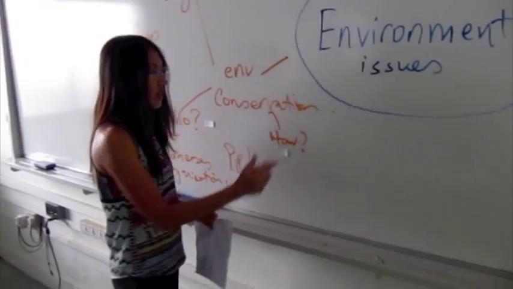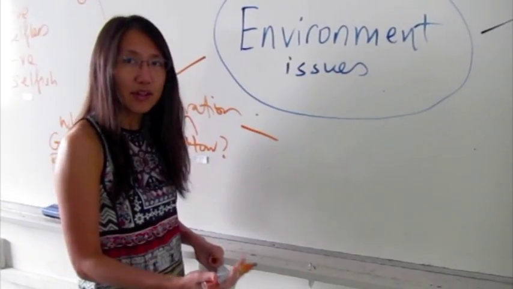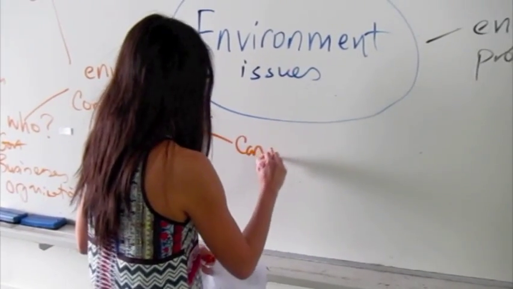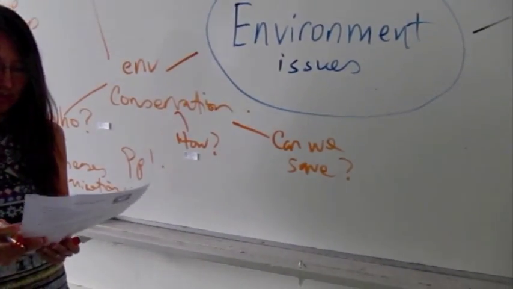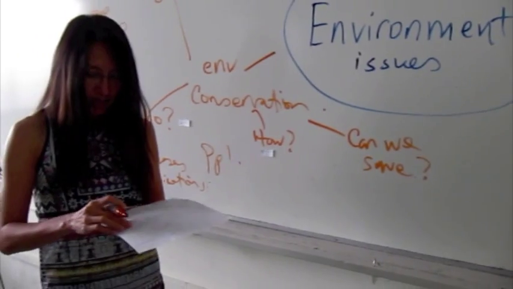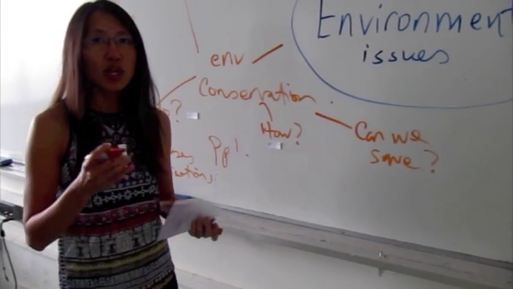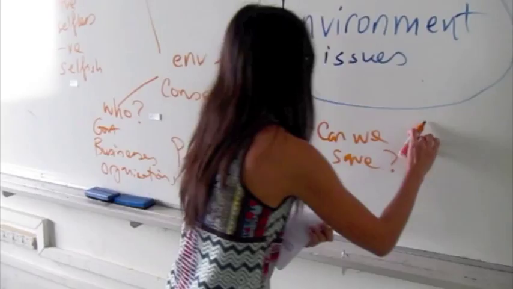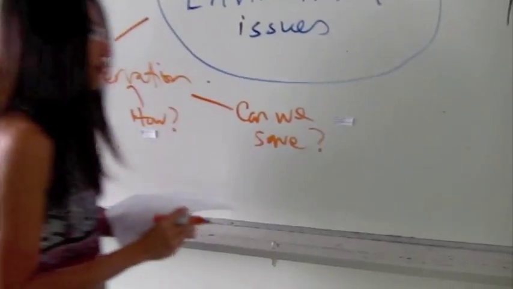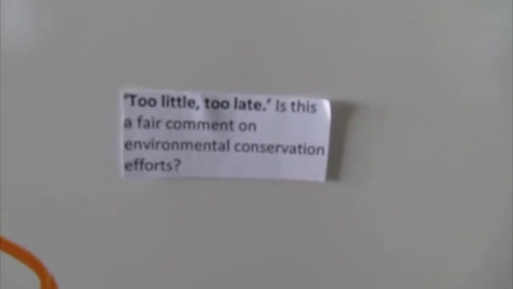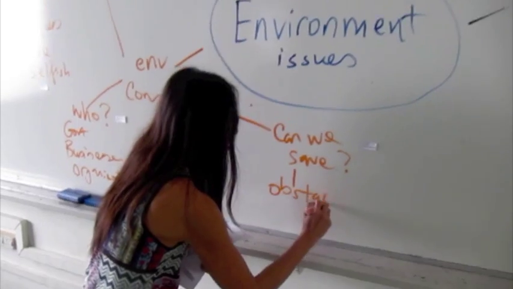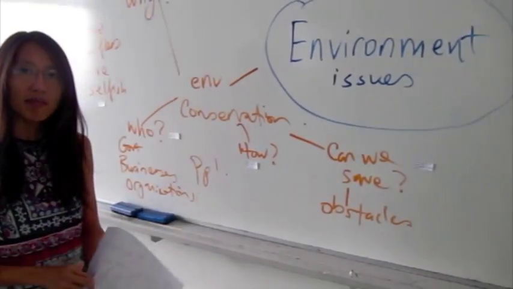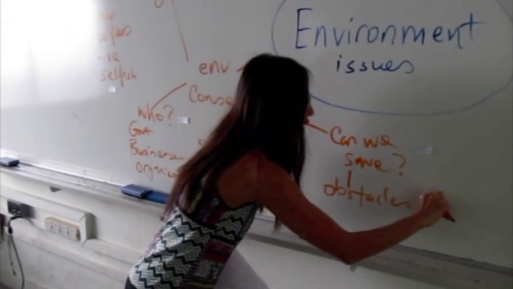But there are also questions about whether we can save it or not. Are we too late? It might be because there are actually some certain obstacles that are too great for us to overcome. So a question relating to this will be, too little, too late. Because the obstacles might be quite huge and insurmountable.